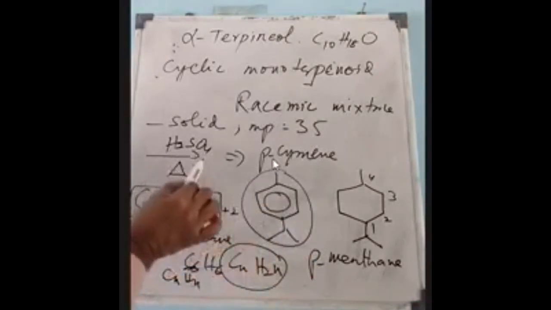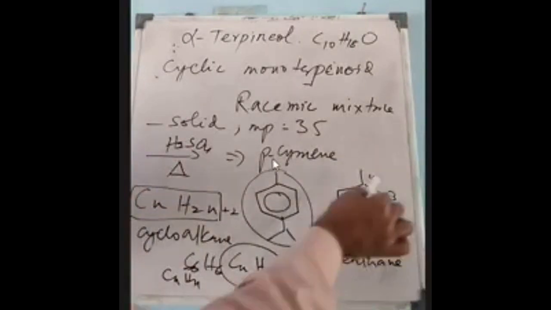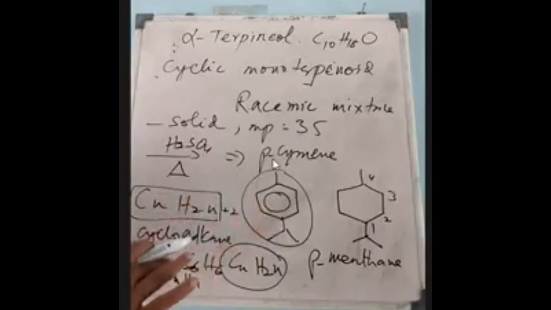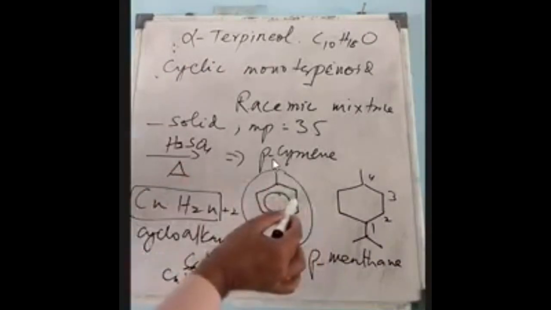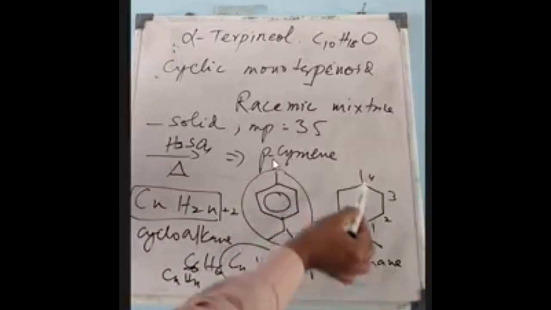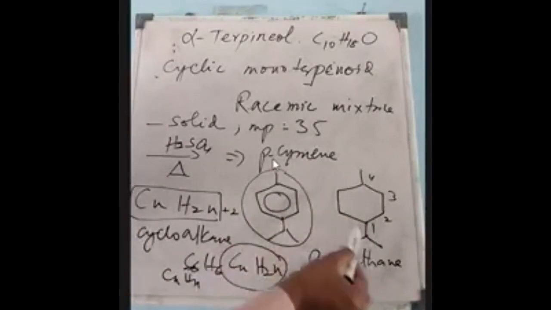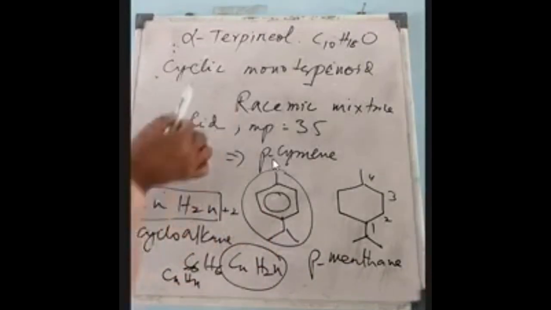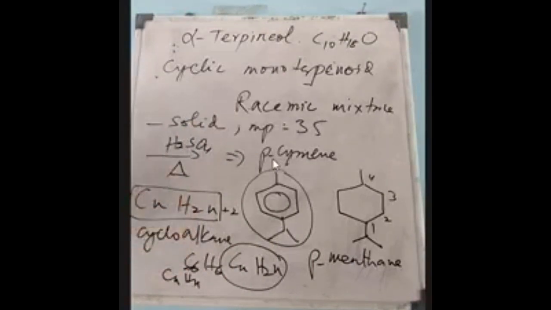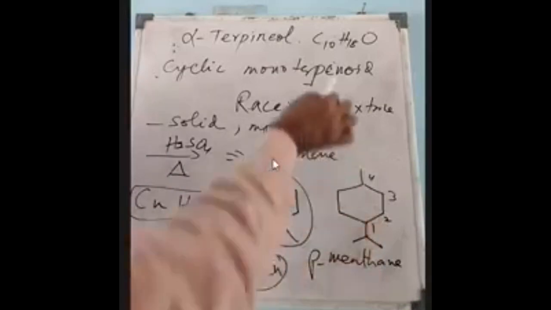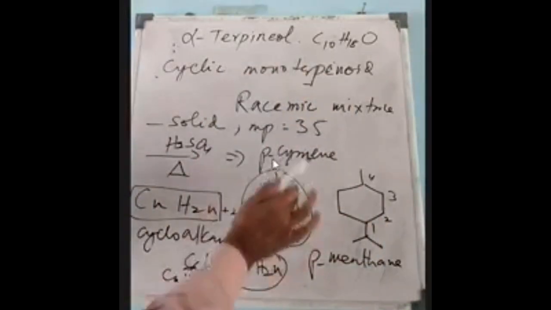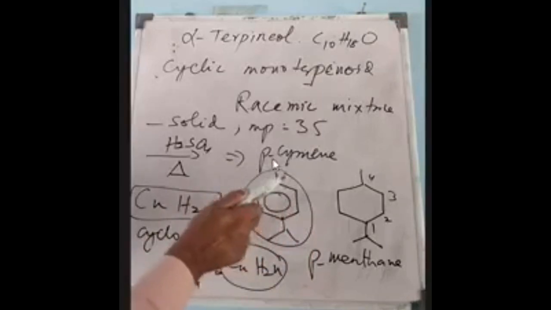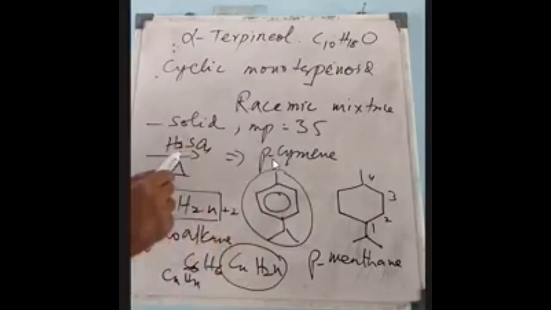Due to heating with sulfuric acid, the paramenthane structure, or isopropyl methyl cyclohexane, was aromatized. Sulfuric acid is used for aromatization, sometimes for cyclization. When this cyclohexane compound is aromatized, paramenthane is converted to paracymene. So paracymene was obtained when alpha terpineol was heated with sulfuric acid. This is not its original structure, but the structure obtained on heating with sulfuric acid.